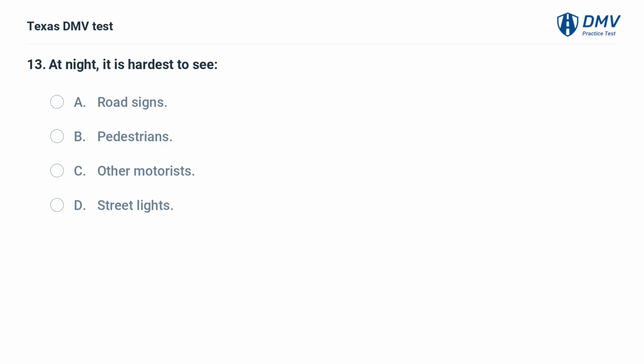At night, it is hardest to see A. Road signs. B. Pedestrians. C. Other motorists. D. Street lights.